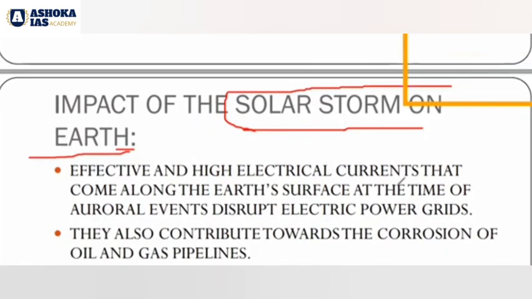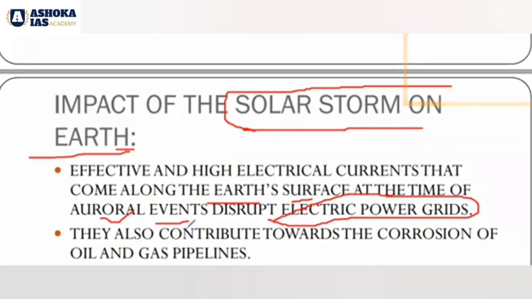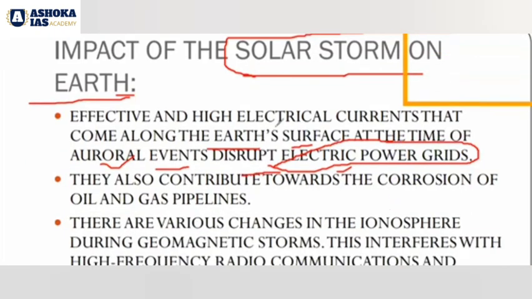Now, higher electrical currents that come along the Earth's surface at the time of an aurora event disrupt electrical power grids. Aurora events are very much natural; they are a result of the interaction of the plasma ejected from the sun with the Earth's magnetic field. But sometimes, when this plasma comes in very large quantity, the interactions will be more and the duration longer, and it could disrupt the electric power grids near the North Pole and South Pole. They can also contribute towards the corrosion of oil and gas pipelines.